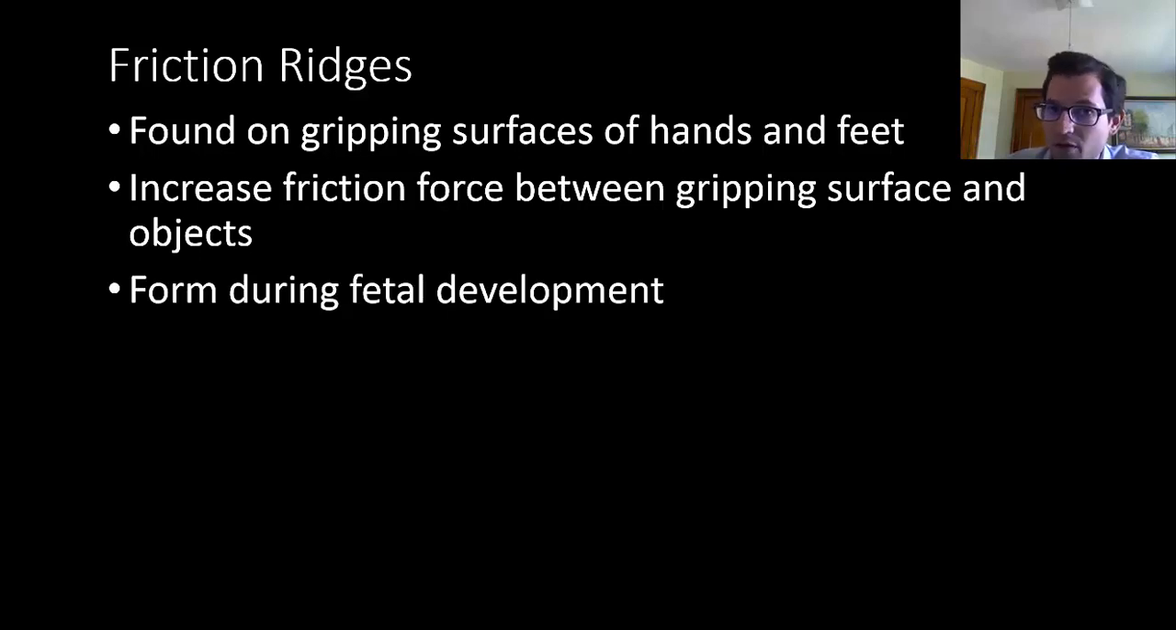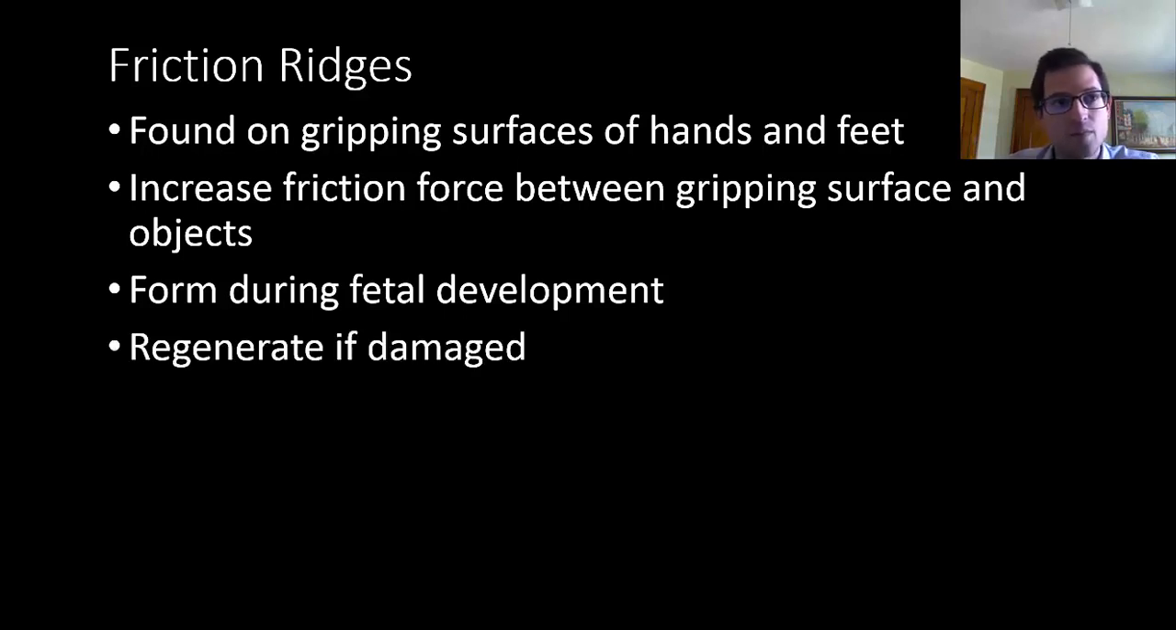These ridges form during fetal development, which means that when a person is born, they already have all these friction ridge patterns set, and these friction ridge patterns, very important, do not change over the course of a person's life. So when you are born, you have a set of friction ridge patterns on your feet and on your hands, and you will have those for life.